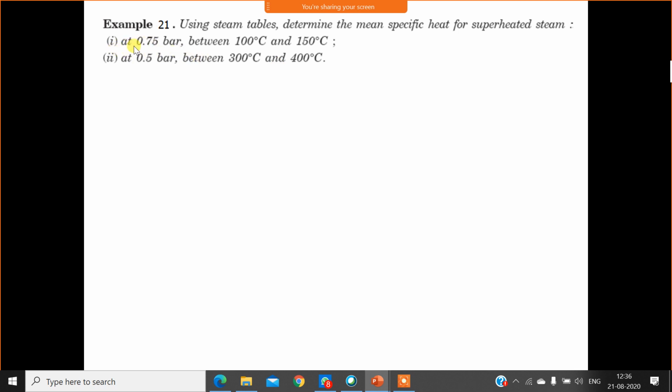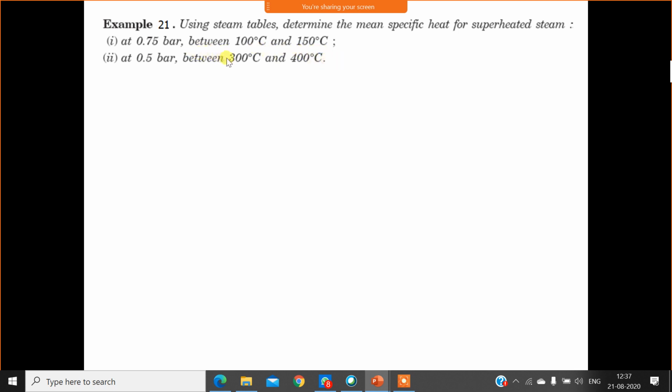First condition of steam is at 0.75 bar between 100 and 150 degrees Celsius. Thus, we have to calculate specific heat between 100 and 150 degrees Celsius. We know 100 degrees Celsius is the saturation temperature at atmospheric pressure, but the pressure is less than atmospheric pressure. Therefore, 100 degrees Celsius and 150 degrees Celsius both are superheated steam. As well as in the numerical, it has been told that it is superheated steam. Therefore, we have to consider these conditions are superheated.